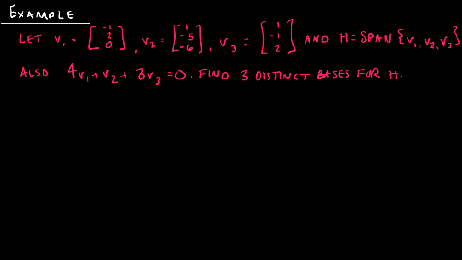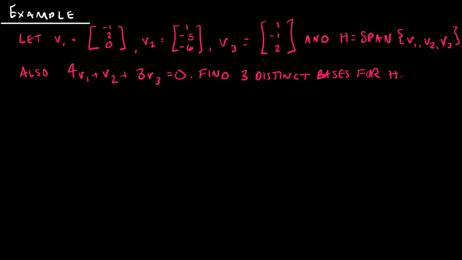Here's another example for us to look at together. I've got v1, v2, v3. H is the span of those three vectors, and also 4v1 plus v2 plus 3v3 is equal to 0. And I need to find three distinct bases for H. So let's talk about how we're going to go about this.